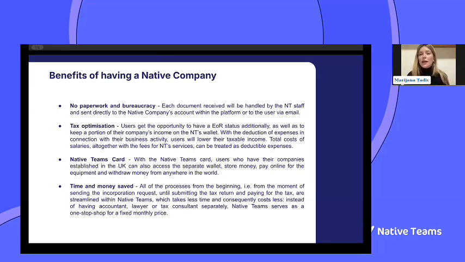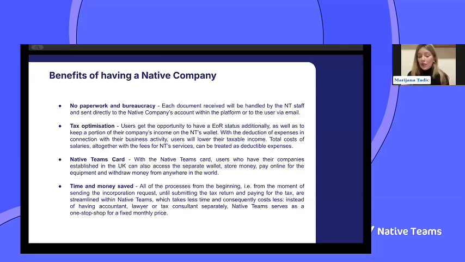Tax optimization, I believe this is important for the majority of users. Tax optimization, of course, means that we take care of the tax brackets, just like you saw. We also inform you when you're nearing the threshold for obligatory VAT registration. Also, some of the users were interested in using other plans that Native offers, like EOR plans.